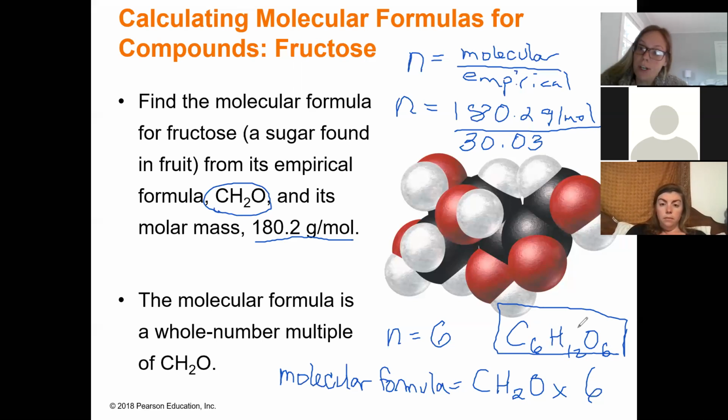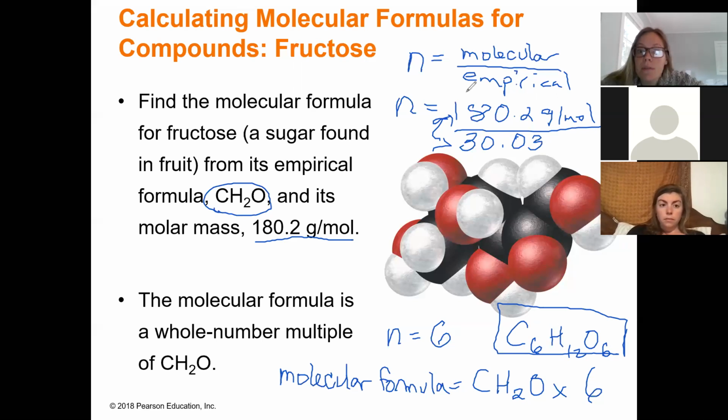All right, so you solve for your N and you multiply it by your empirical. Now, N will always be a whole number. So if you happen to mess it up and flip these two and you're getting a decimal, you've done it incorrectly. So just make sure the bigger number sits on top so you get a whole number.